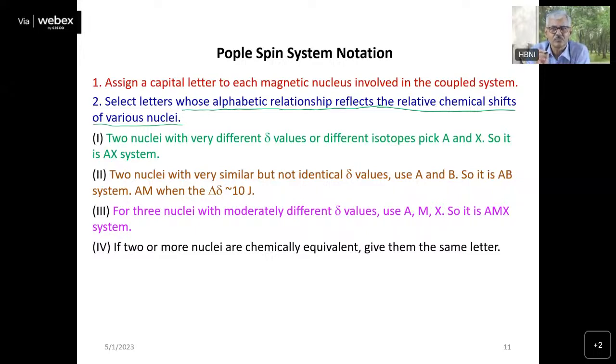So that's what I told you. Two nuclei with very different delta values or chemical shift values will be given AX. Suppose there are three nuclei interacting, it will be AXY. So for two nuclei, we call this an AX system. Two nuclei which are very similar but not identical in delta values, we call AB.